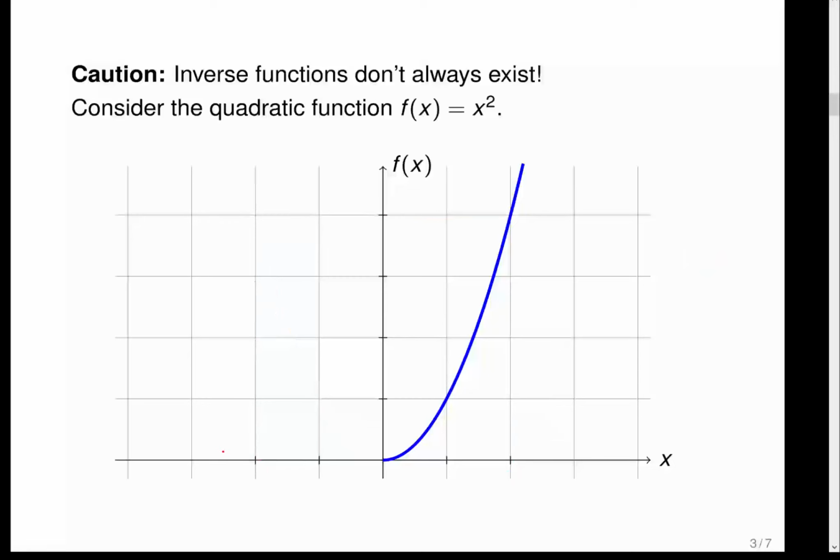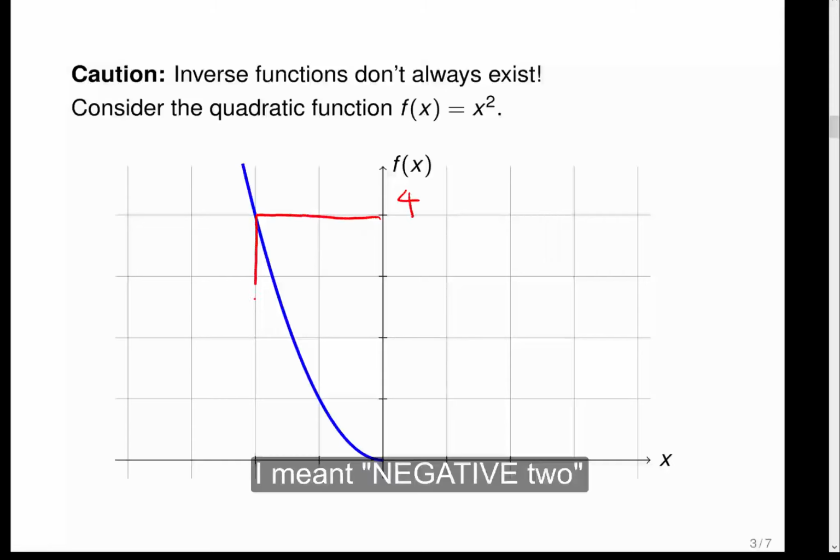But notice if the left half of the graph magically disappeared, as if we artificially restricted the domain of the function f to only the positive x values, then an inverse function could unambiguously send 4 back to 2. No problems. Or if the right half of the graph magically disappeared, as if we artificially restricted the domain of f to only the negative x values, then an inverse function could unambiguously send 4 back to negative 2 also. No problems.